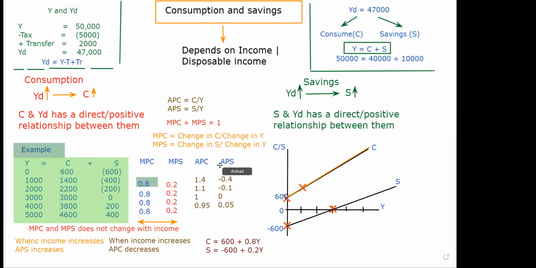So please remember, this is just a wake-up call for any of you who are hearing these names for the first time: Y, YD, consumption, disposable income, savings, MPC, MPS, APC, APS. This graph, if you're learning it for the first time, there is a problem. So before it's too late, before you start to regret and there's nothing you could do, start studying at least now.